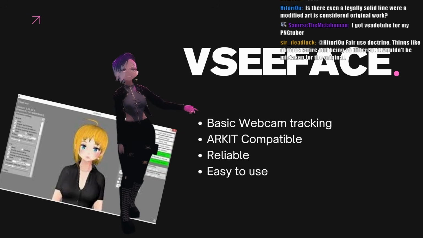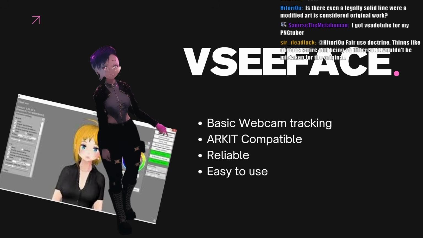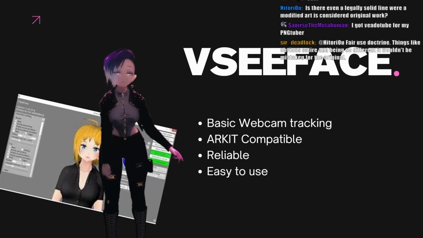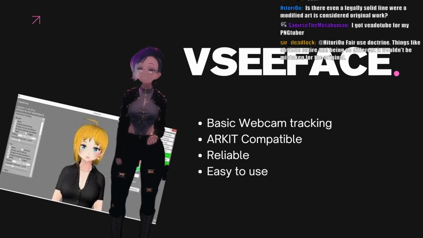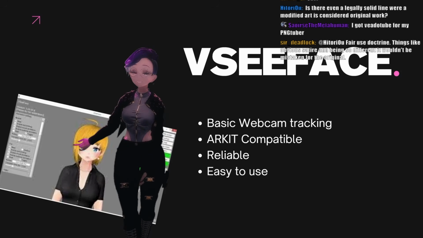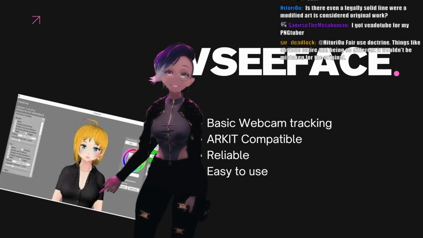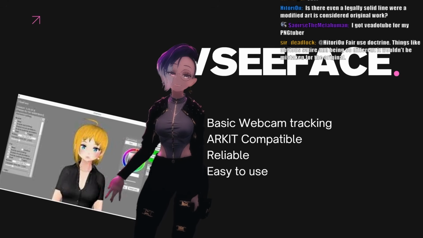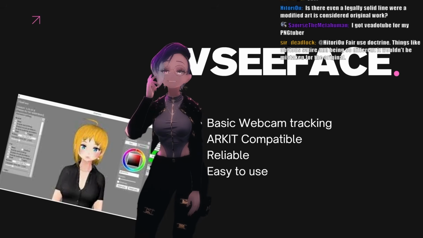They can do basic face tracking with a webcam. You can use an iPhone to do face tracking. It's reliable, it's solid, it's easy to use. You basically load your avatar and you're good to go. The downside is that it's simple. This is all you get from it. Just a basic avatar. No interactions, no worlds, just your avatar working, but it's solid.